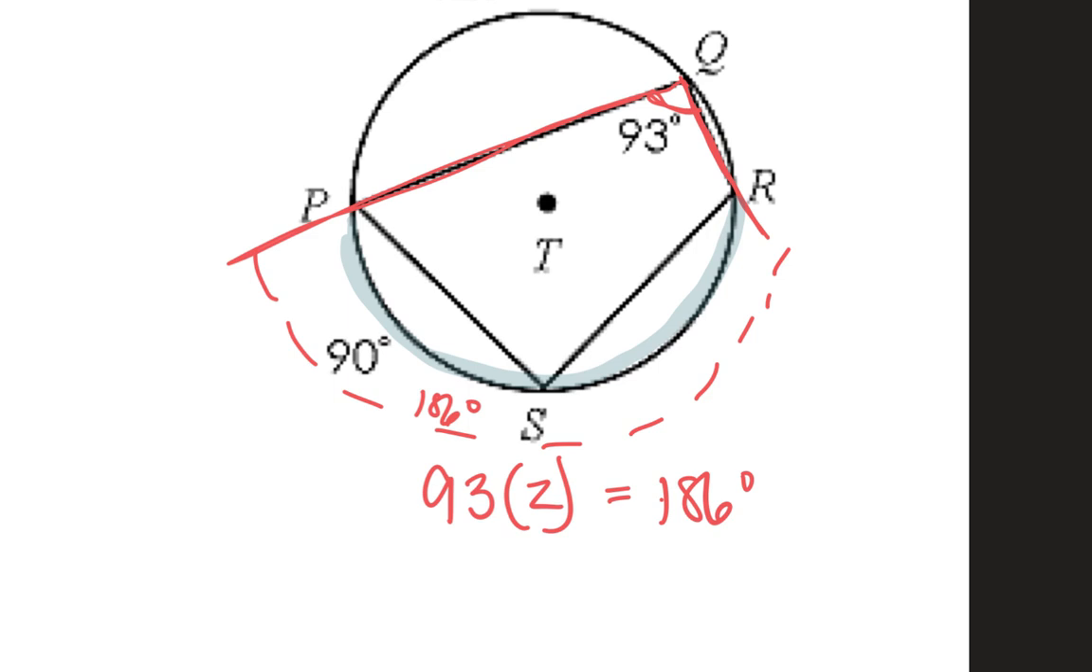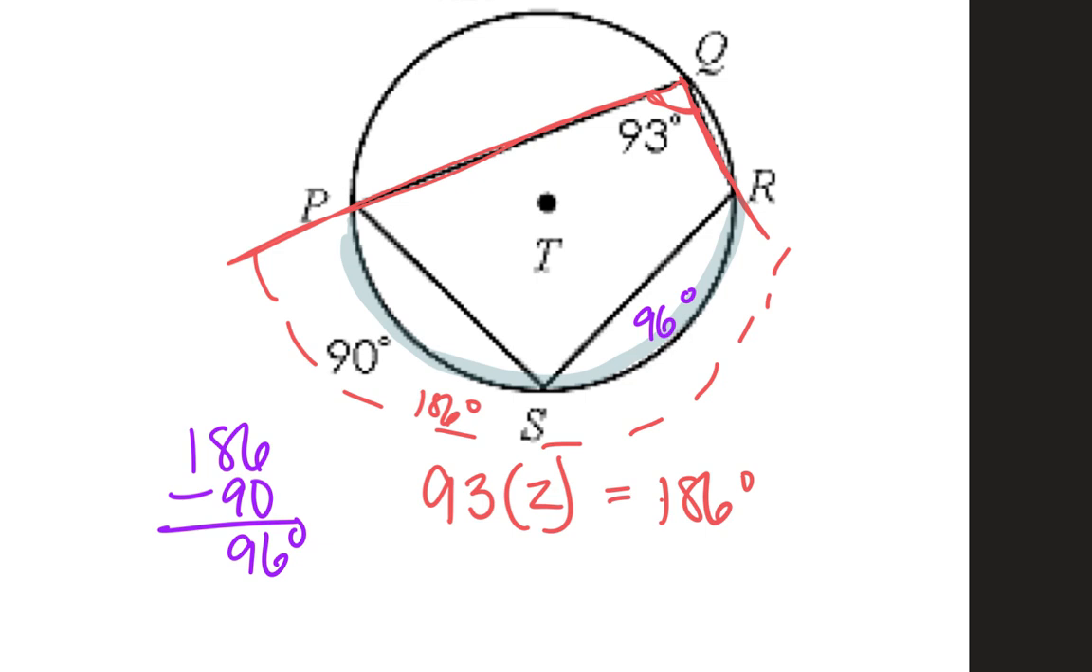186 minus 90. Good. So let's do 186. Let's take away 90. That's going to give us what? 96 degrees. So this is 96 degrees. The reason I want you to find it is because I don't know if we'll need it, so we can go ahead and just find it and be done with it. All right, so let's see. What else can we look for? We can look for S.